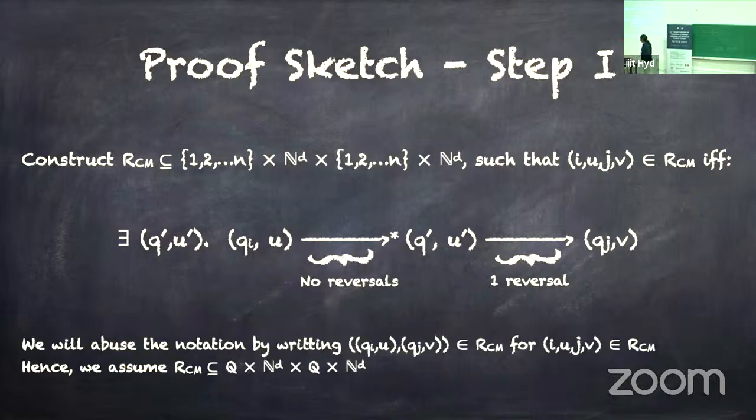Once you have this, from now onwards, we will abuse the notation by writing ((qi, u), (qj, v)) belongs to R_CM. So in some sense, we'll assume that R_CM is basically a relation between configurations rather than these numbers. Right?